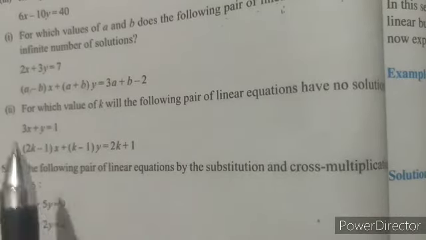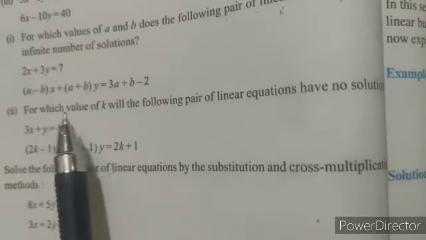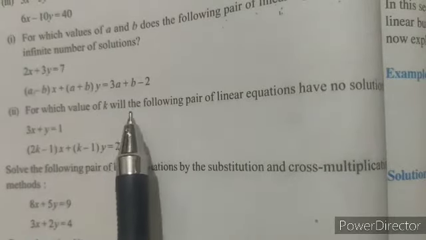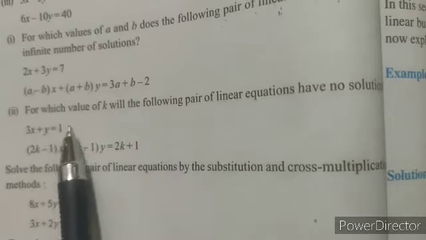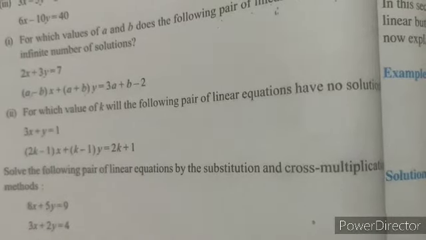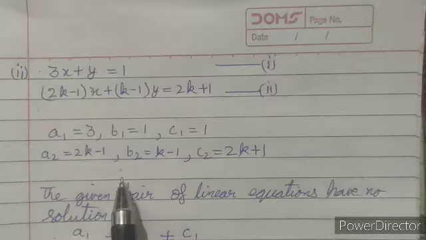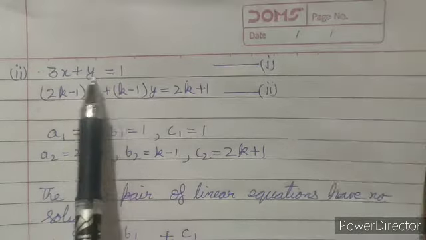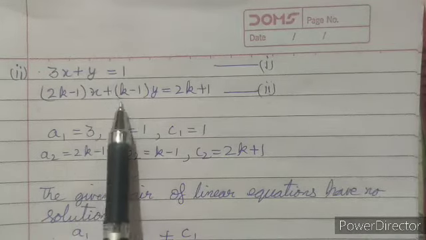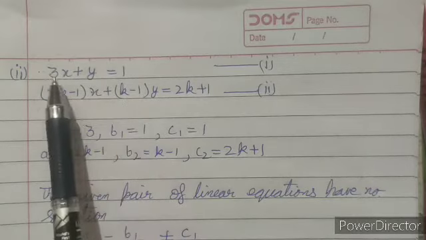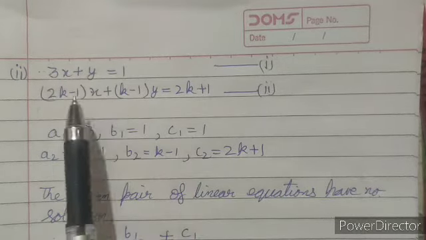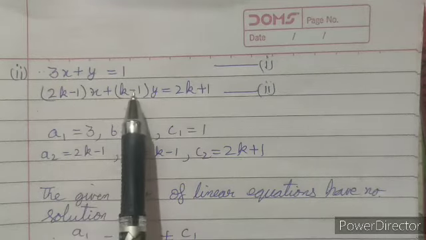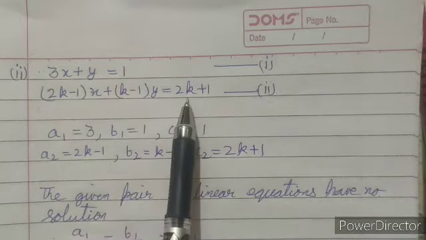In second part of question number 2, we have to find the value of k for which the following pair of linear equations have no solution. Here a pair of linear equations in two variables are given to us. Now here a1 is 3, b1 is 1, and c1 is 1. a2 is 2k minus 1, b2 is k minus 1, and c2 is 2k plus 1.